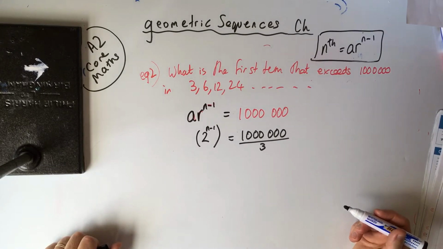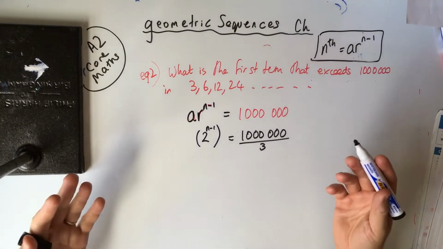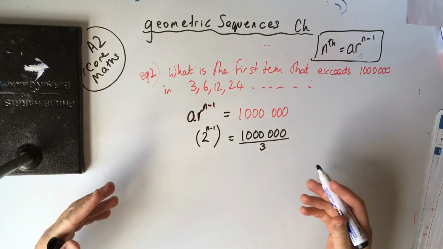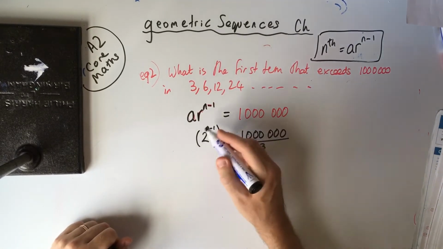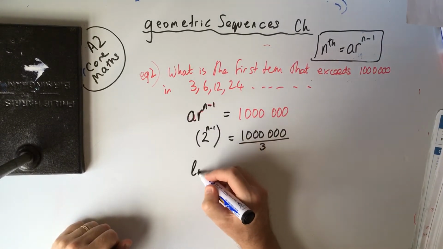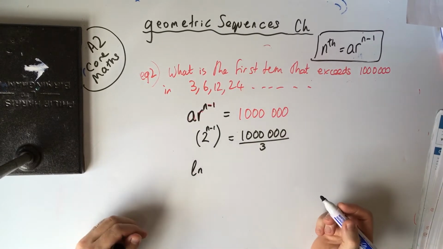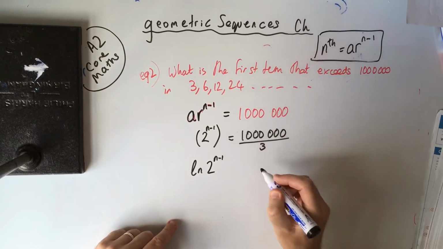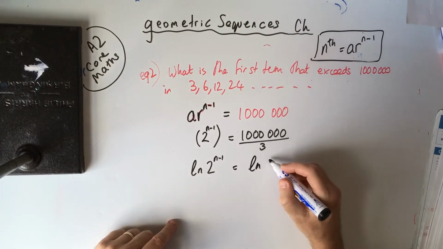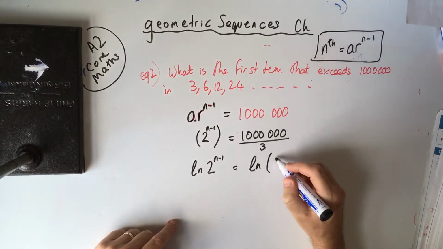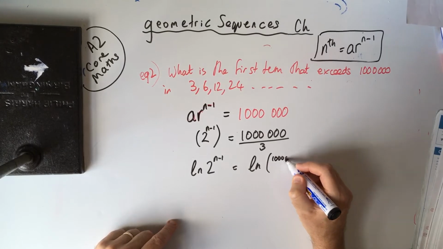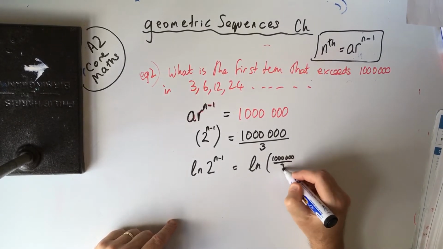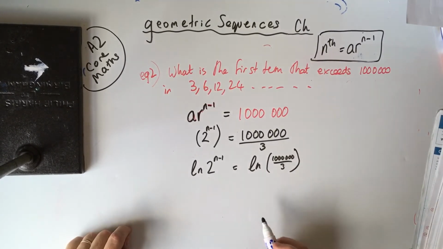Now this is where we use logs, and this is why we cancelled doing geometric sequences and came back to it at a later date. The log of this, now, I'm a proper mathematician, so we don't use log, we use ln. The ln of 2 to the n minus 1 is equal to ln of 1,000,000 over 3. I've got to write this out loads of times now. And this is why we use logs.